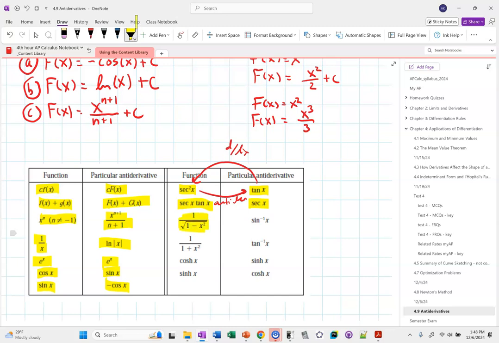You know, this thing you should recognize is the derivative of sine inverse. This one we should recognize as the derivative of tangent inverse. And these guys, we didn't do any hyperbolics. You don't have to worry about those. It's not a part of the AB calculus course.